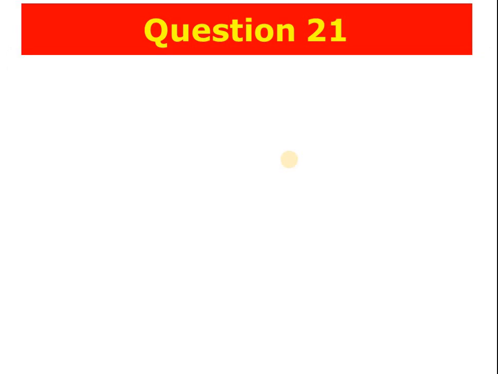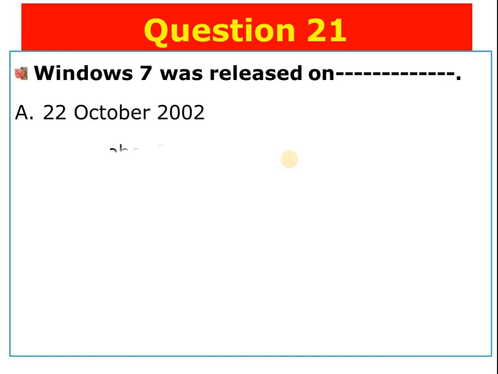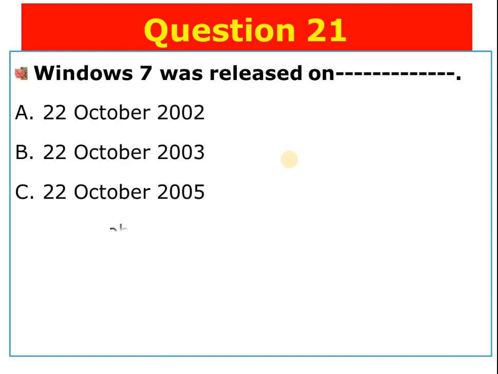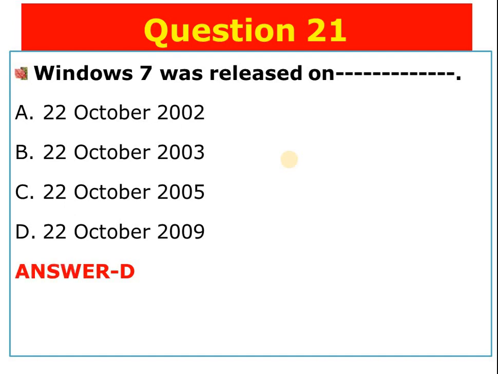Question number 21. Windows 7 was released on A. 22 October 2002, B. 22 October 2003, C. 22 October 2005, D. 22 October 2009. The answer is D. It was released 22 October 2009.